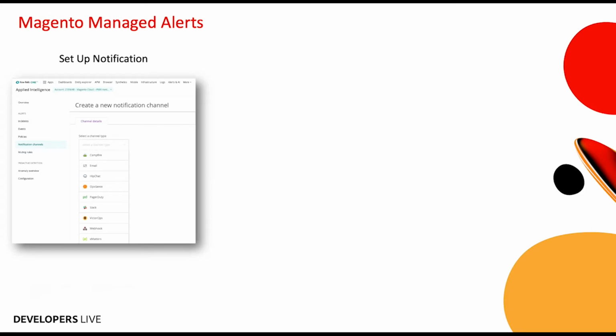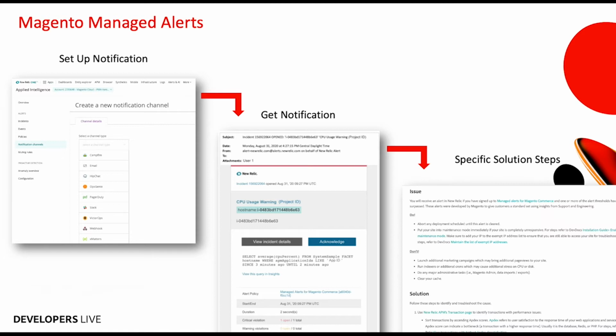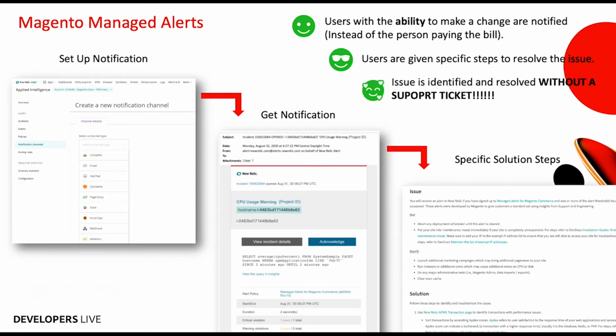So we set up Magento managed alerts. In New Relic, you can set up notifications in a variety of channels, get those notifications, and get solution-specific steps. The benefit here is users with the ability to make a change are notified instead of the person just paying the bill. Users are given specific steps to resolve the issue, and then issues are identified and resolved without a support ticket.